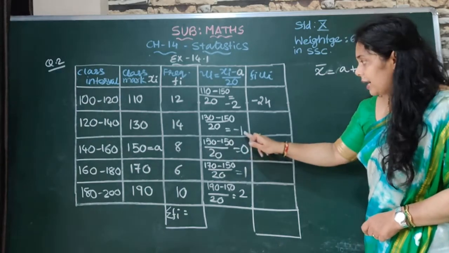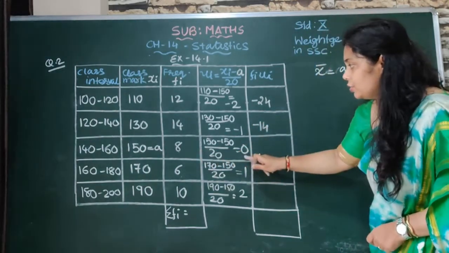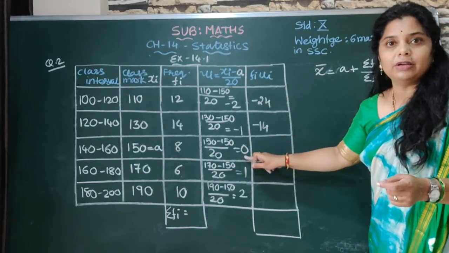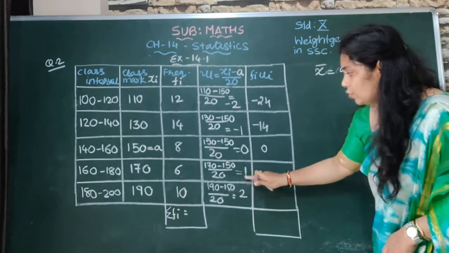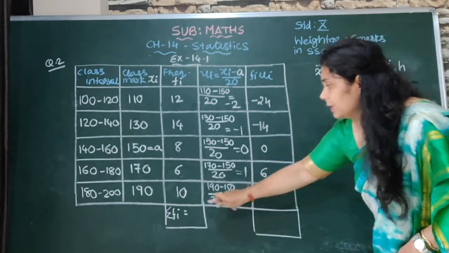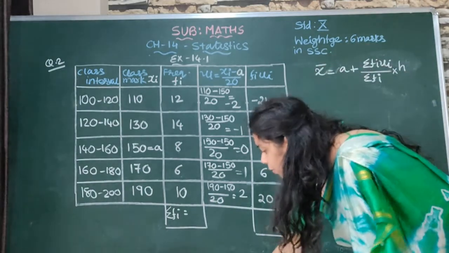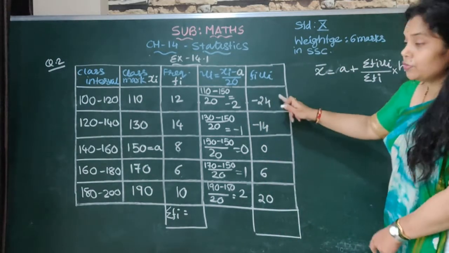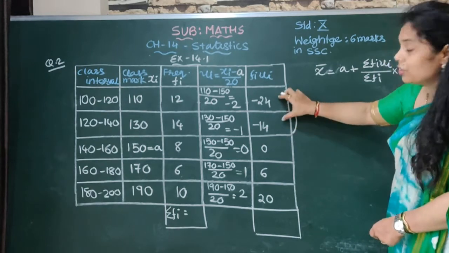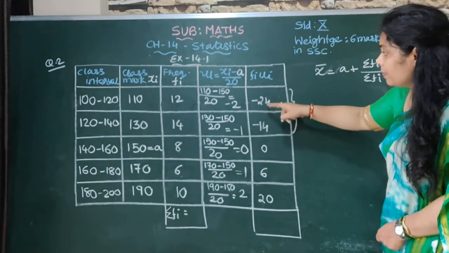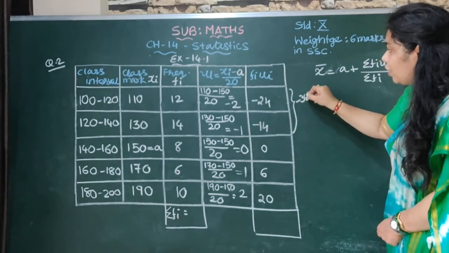14 into minus 1, so minus 14. 8 into 0: any value you multiply by 0 is 0. 6 into 1 is 6. 10 into 2 is 20. Now the next thing: if you see, both values are minus, so we can add these minus values. Minus 24 plus minus 14, so we got minus 38.